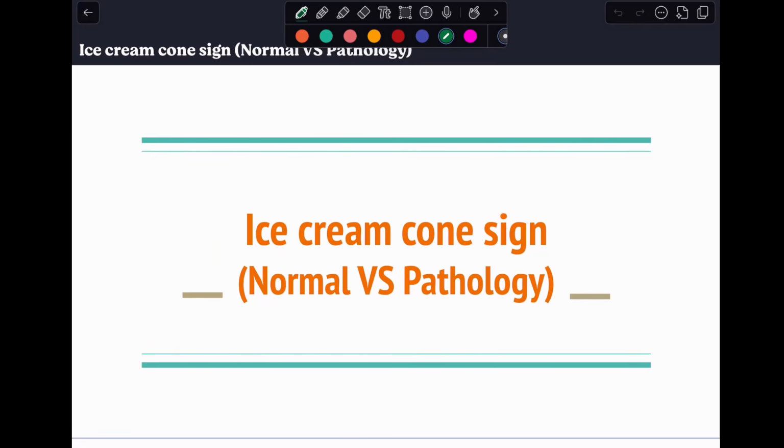Today we'll be discussing the ice cream cone sign in ENT. There are two such scenarios that we see this in, and both of them are in case of fear. But there is one ice cream sign which is a normal finding that we see, and another one which is a pathology. We'll talk about both of them, what it is exactly, where we see it, what is the reason behind it, and maybe a few MCQ questions related to it.